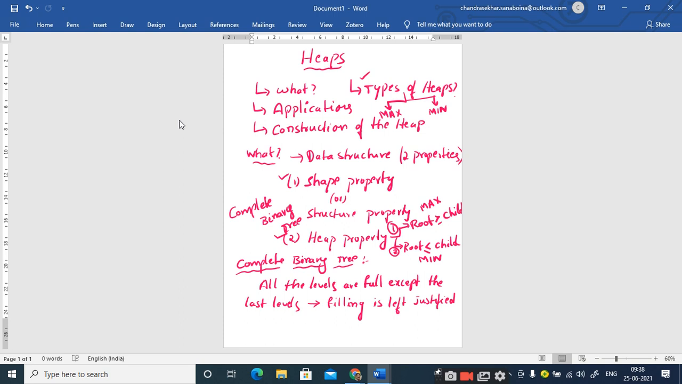Is it clear up to this point? Yes, sir. So can anybody tell me the definition of the heap? What is the definition of the heap? It is a data structure which satisfies two conditions. Super. It is a data structure which should satisfy two properties. What are those two properties? Shape property and heap property. Can anybody tell me what is meant by shape property?